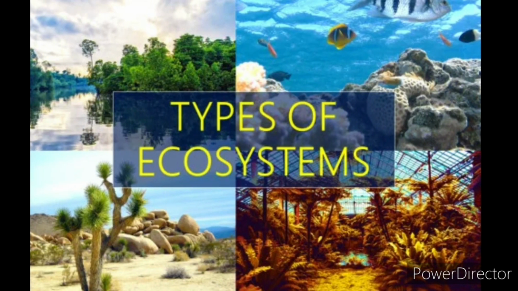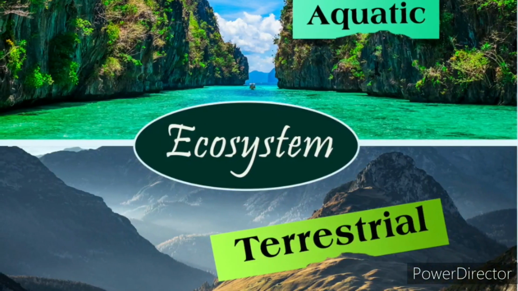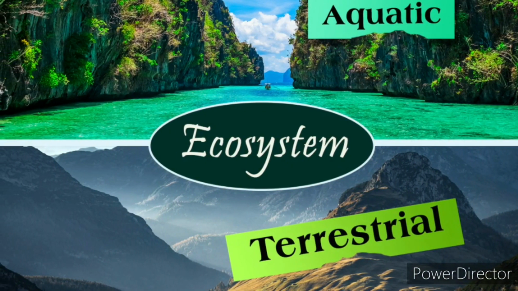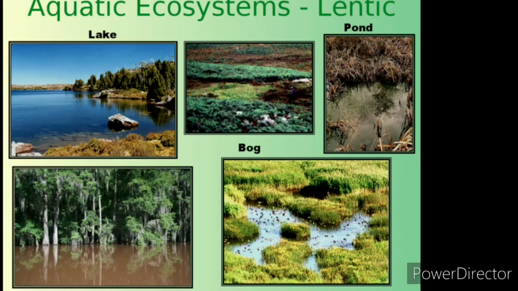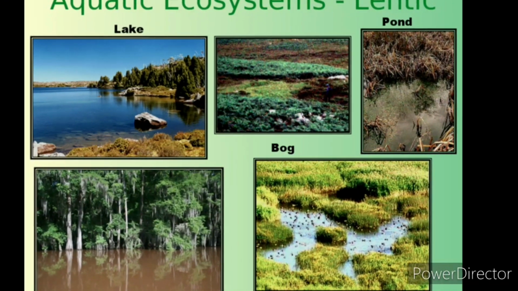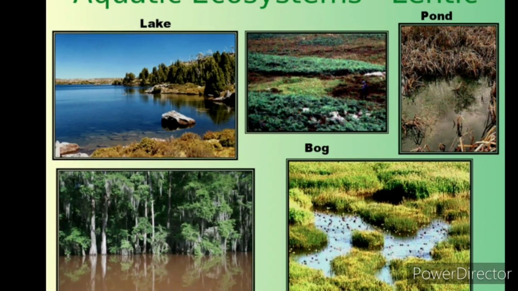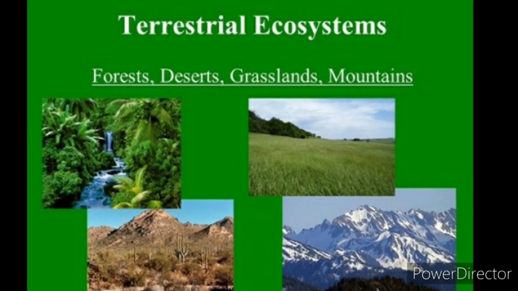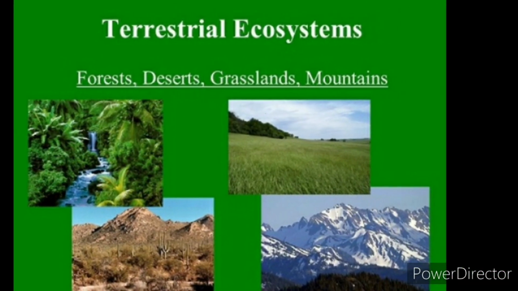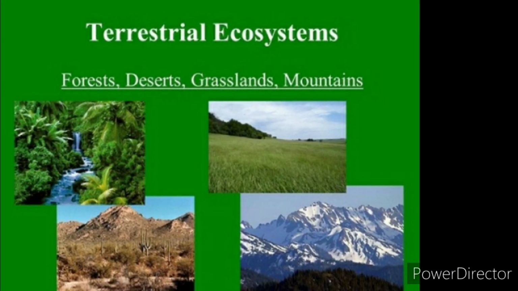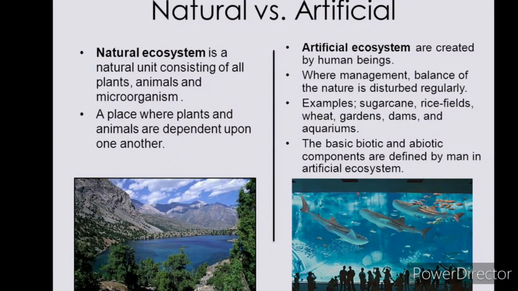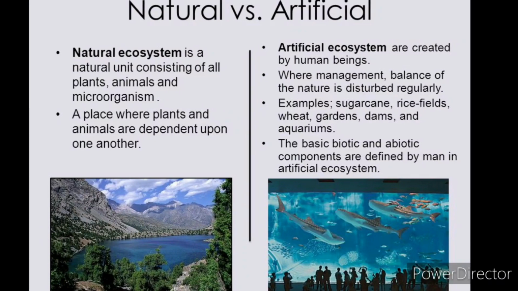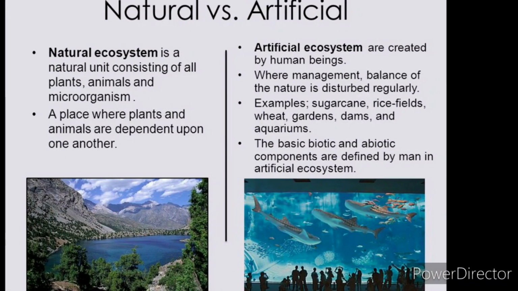Then the types of ecosystem. Majorly, the ecosystems are classified into two types. One is aquatic ecosystem, for example, pond, lake, wetland, river, etc. And terrestrial ecosystem, for example, forest, grassland, desert, etc. These are the natural ecosystems. An ecosystem can be artificial or man-made, like a cropland, aquarium, gardens, etc.